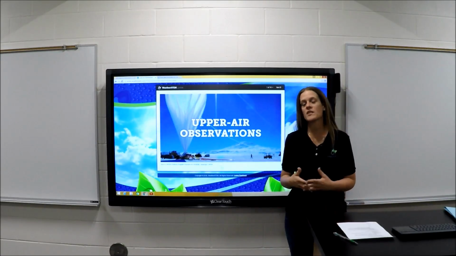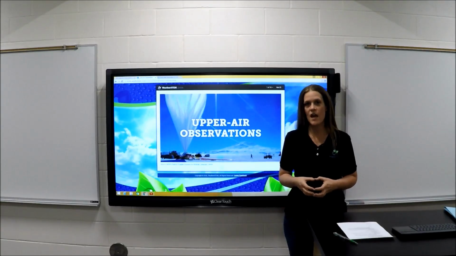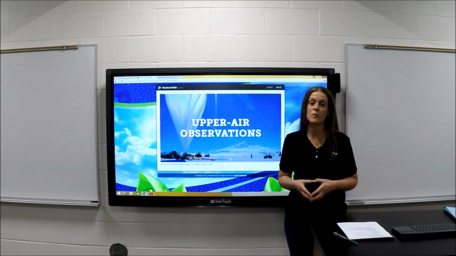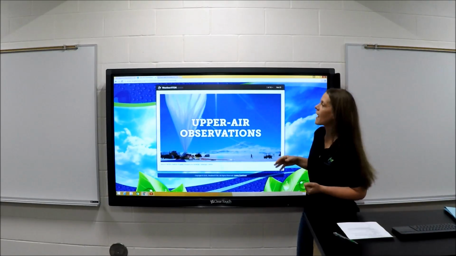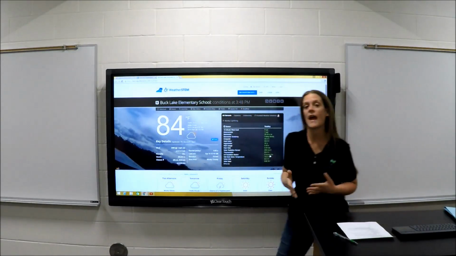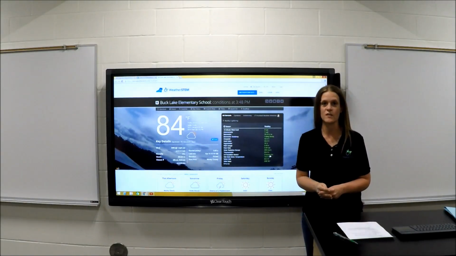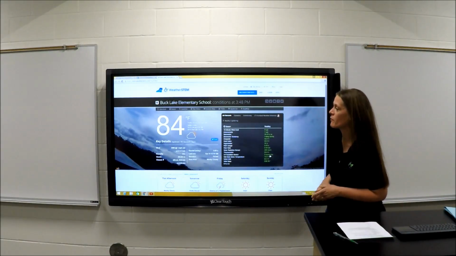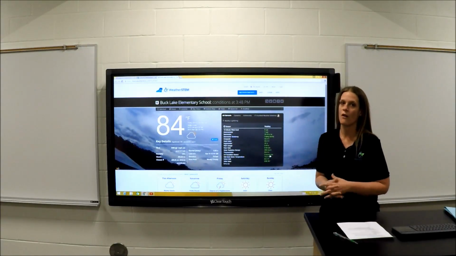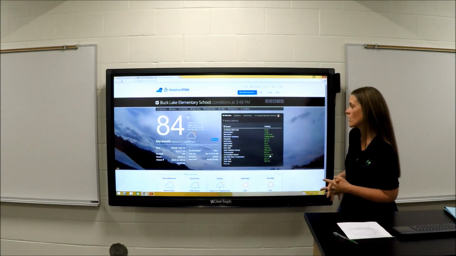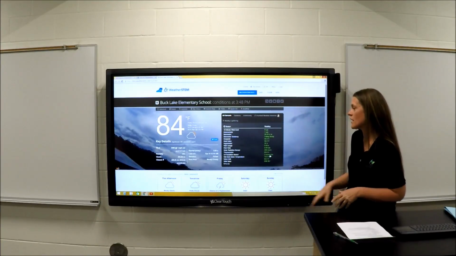And we're going to start by talking about the surface observations and how those upper air measurements that are going to be made by our weather balloon help us here on Earth. We'll first take a look at all of the observations that are currently at Buck Lake Elementary School. You can see that the current temperature is 84 degrees. Our sky camera shows us the picture of cloudy skies, and we are looking at a relative humidity of about 33%.